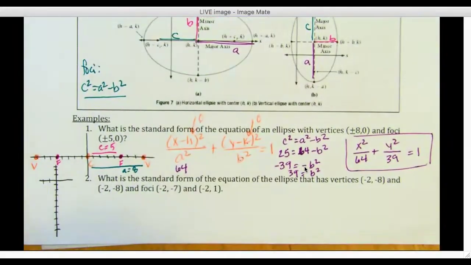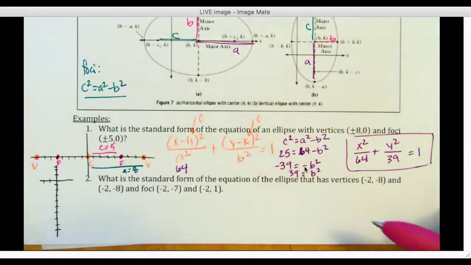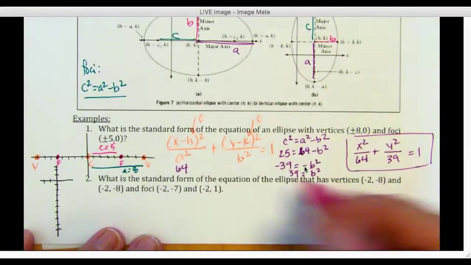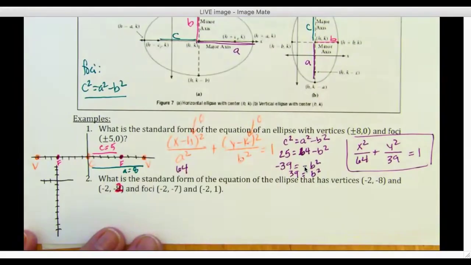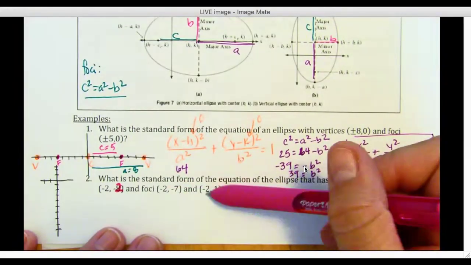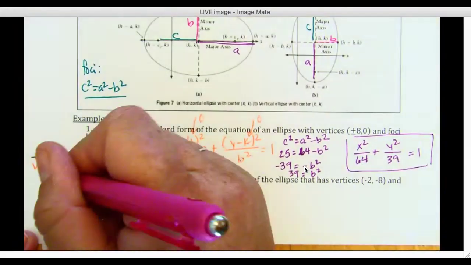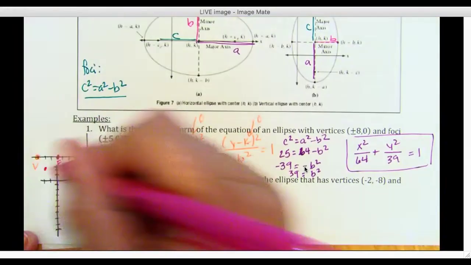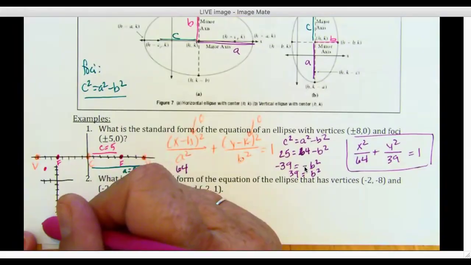All right, the next example says, what is the standard form of the equation of an ellipse that has vertices at negative 2, negative 8, and this should say negative 2, negative 8, and negative 2, positive 2. So go ahead and change that one to positive 2. And then foci at negative 2, negative 7, and negative 2, 1. So I have negative 2, 2. That's right here. And negative 2, negative 8, and that is right here.